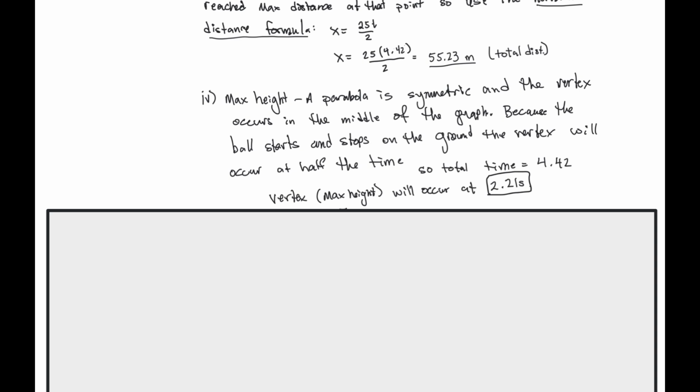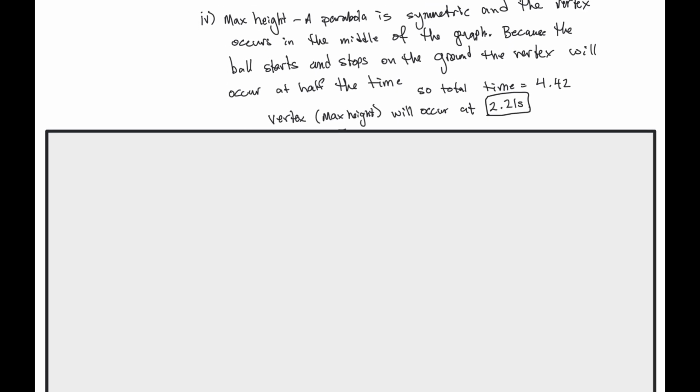Assuming that it starts on the ground and it ends on the ground, this becomes a very easy thing to worry about. So max height is going to occur at the vertex, and we know that that's going to be halfway through the graph. So take your total time and just cut it in half. There is a different situation where, if you start not on the ground, that's going to be a little bit more tricky. There's a nice little formula that we can use, but we'll do that later.